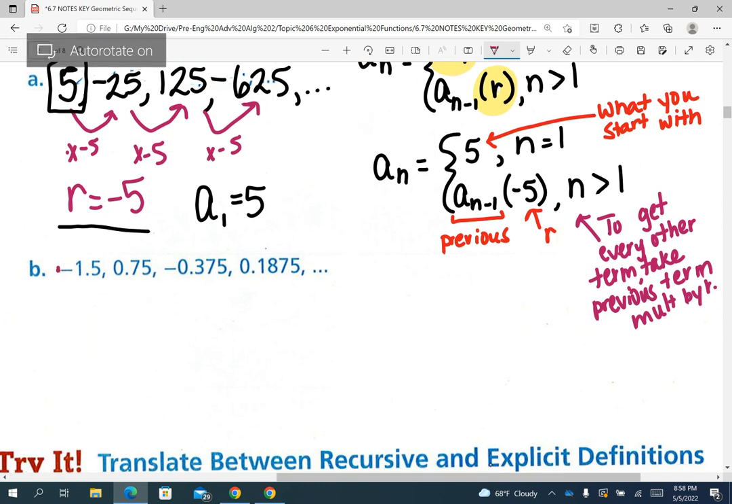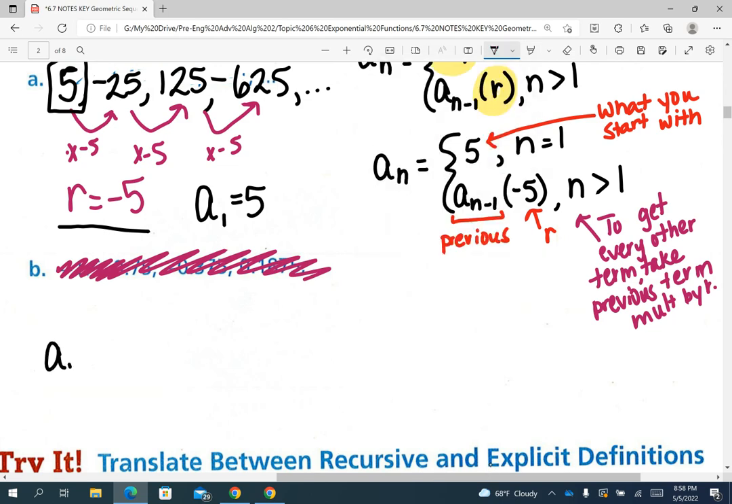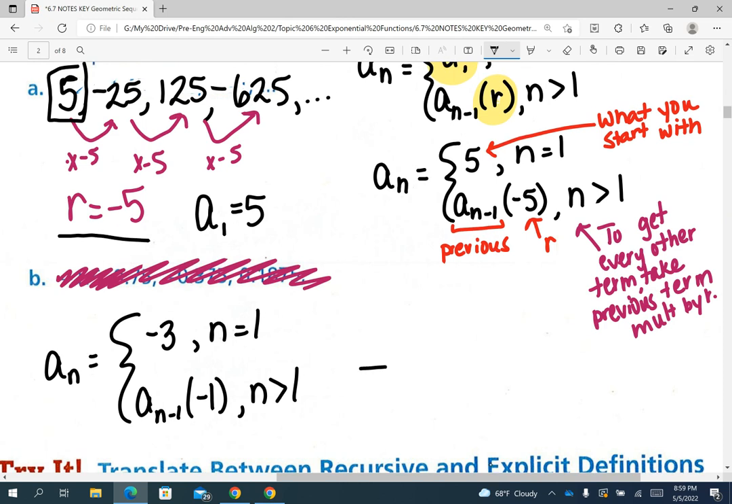So let's go backwards from that. Let's say I'm going to change example B now. I had the recursive definition a sub n equals the piecewise function: -3 if n equals 1, and a sub n minus 1 times -1 if n is greater than 1. I just made that up. Let's say this is the recursive definition. What are the numbers that go in the sequence?